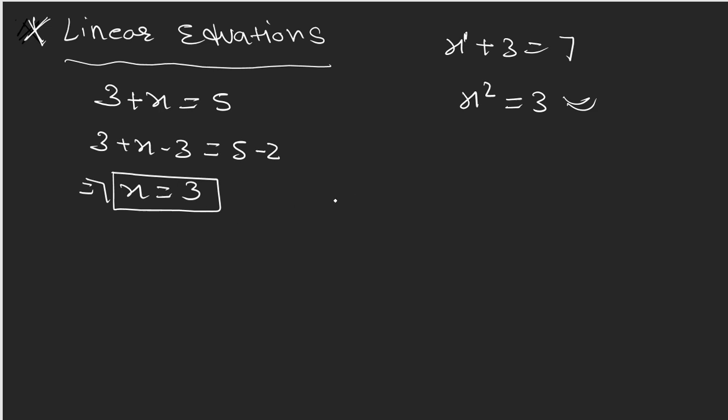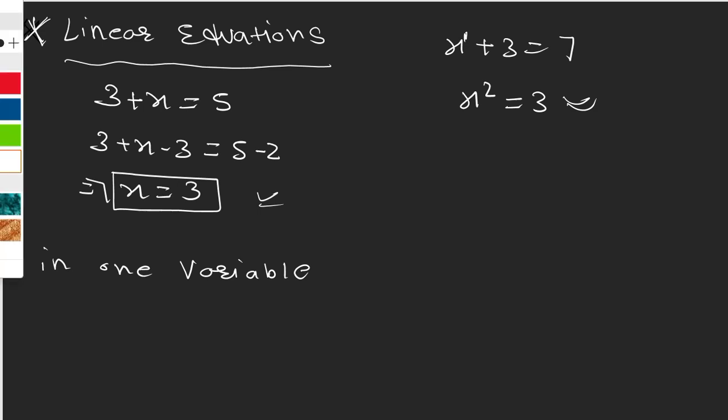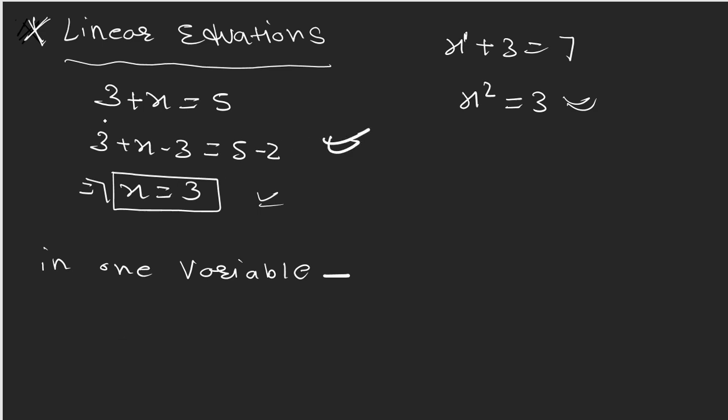X is equal to 3. This we have solved. Now we have linear equation in one variable. Select it a little more thicker. So what does it mean by linear equation in one variable? When number of variable will only be 1. Just like here, how many variable was there? 3 plus x is equal to 5. So only x was variable. So number of variable was 1. So x is equal to 3.